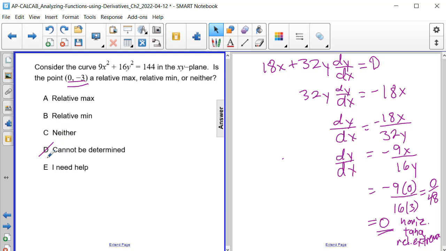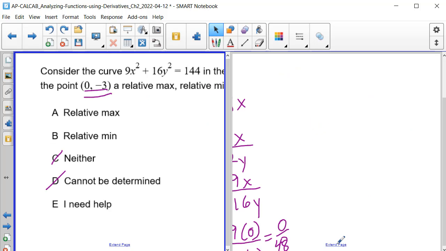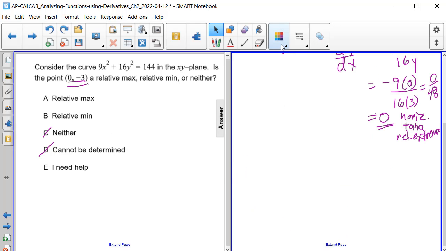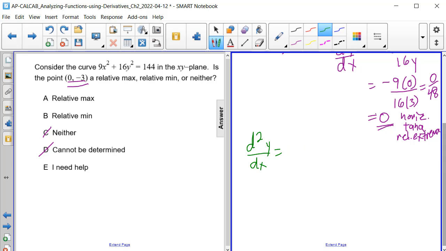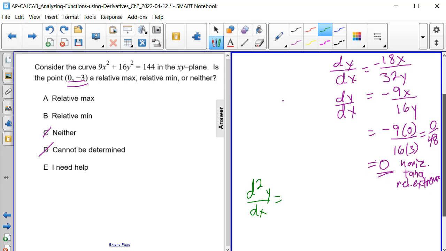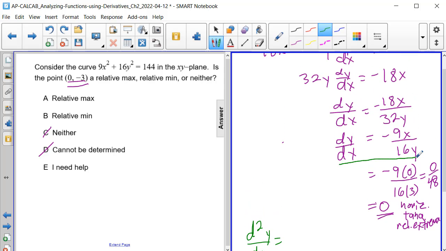So it's definitely not "cannot be determined," and it's definitely not "neither," because we know it's one of these two. And in order to figure out which one it is, we're going to have to calculate the second derivative and test the point to see the concavity to provide us with that answer. So let's go through that process also. So we're going to have our second derivative of y with respect to x, and we're going to be taking the derivative of this.